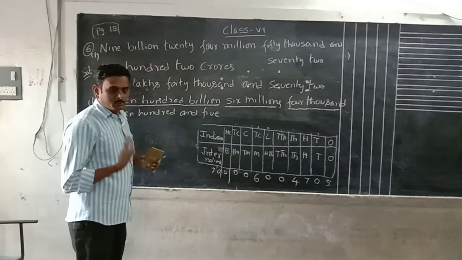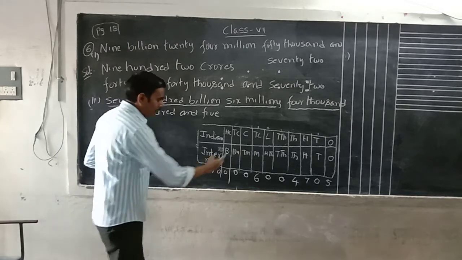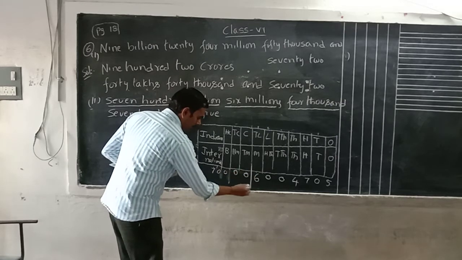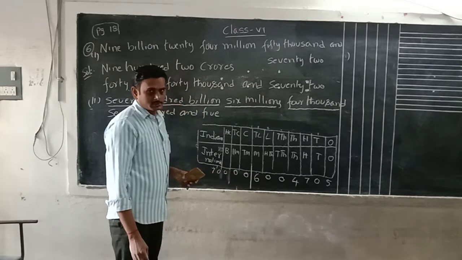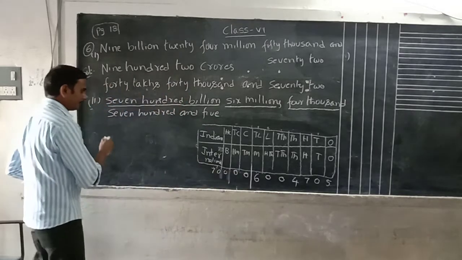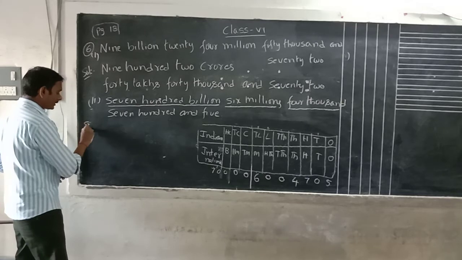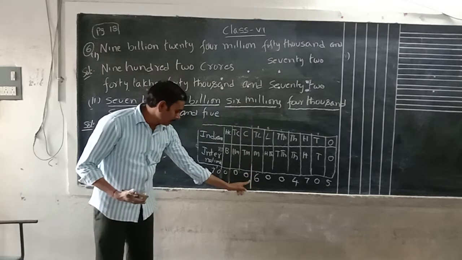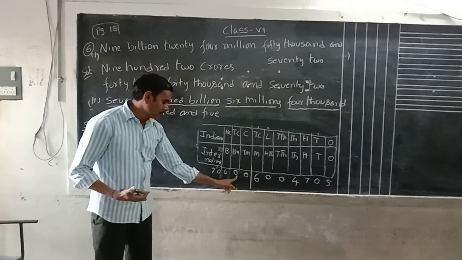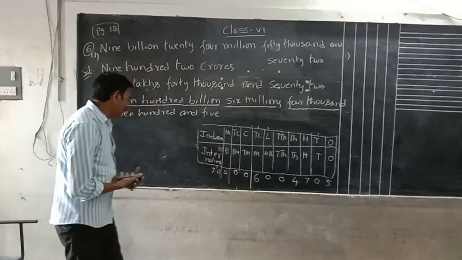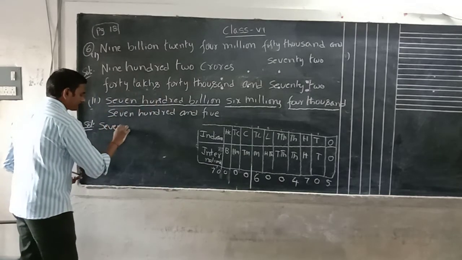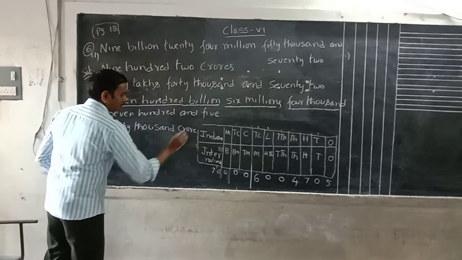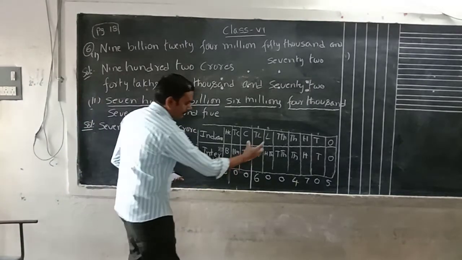Okay, up to crores only we know in the Indian system. In crores, you have to take up to this one. What is the crores? 70,000 crores we can write. Crores means you have to take up to this one. What is the number here? 70,000. 70,000 crores.